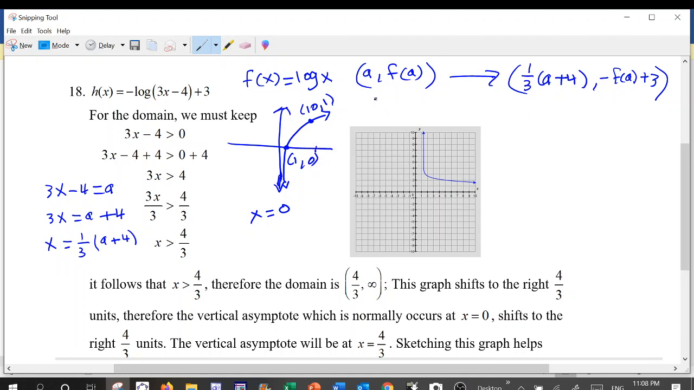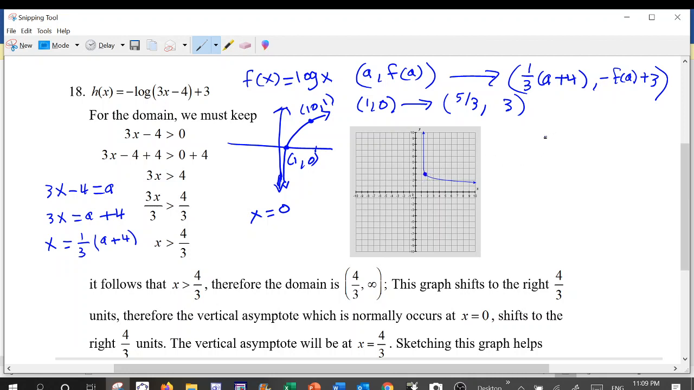Well, (1, 0) is going to go to what? Well, 1 plus 4 is 5. 5 times 1/3 is 5/3. And then negative 0 plus 3 is 3. So that goes to 5/3, which is 1 and 2/3, and 3. So 1 and 2/3 and 3, somewhere over here, right? That's a 3 right there, right?